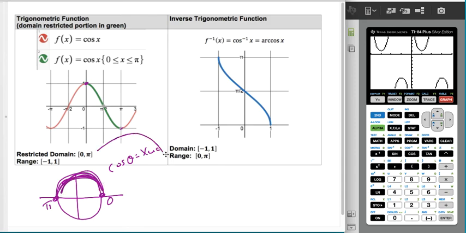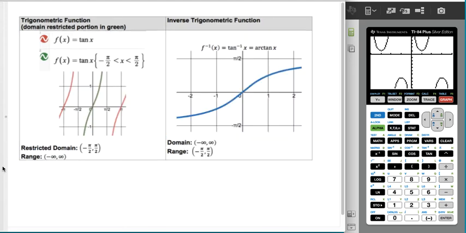So that's our domain restriction, which means that that's going to be the restricted output you're going to get for cosine, between 0 and pi, and you can see that the range and domain switch as well.